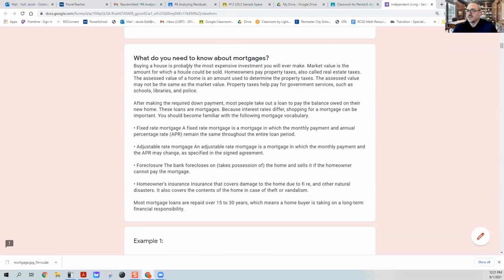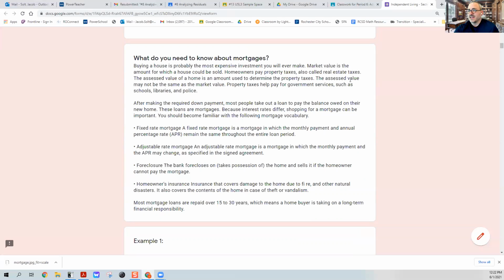Well, buying a house is probably the most expensive investment you will ever make in your life. Market value is the amount for which a house could be sold. So the market value is what it could be sold for. Homeowners, however, pay property taxes, which is also called real estate taxes. So property taxes and real estate taxes are kind of the same thing. You pay those taxes based on the assessed value of the home. The assessed value of a home is the amount used to determine the property taxes.